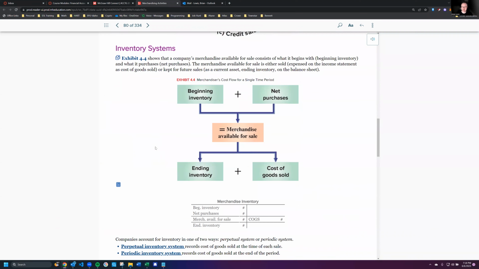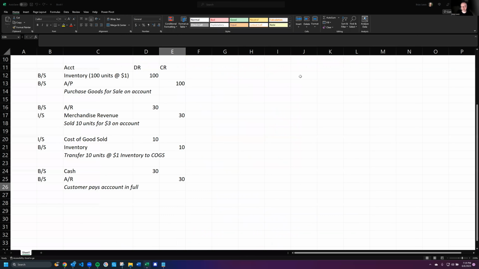So this is a very important part of what you'll need to know. This will be tested over and over and over. Beginning inventory plus your purchases equals how much you have available for sale. And what you have available for sale equals your ending inventory plus cost of goods sold. Now, another way of looking at that is like this. So let's look at our inventory count.